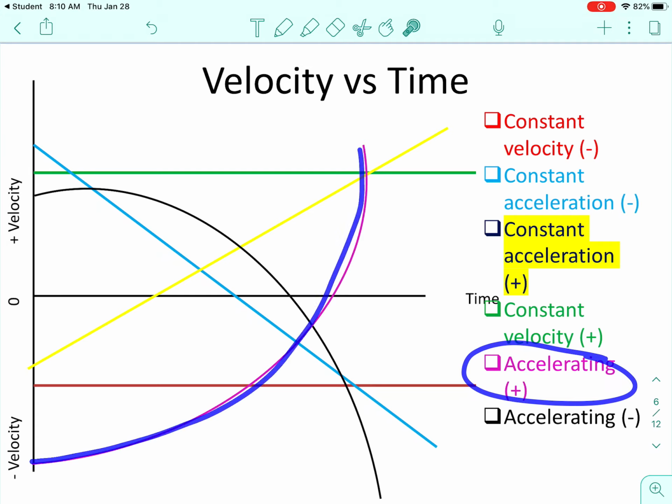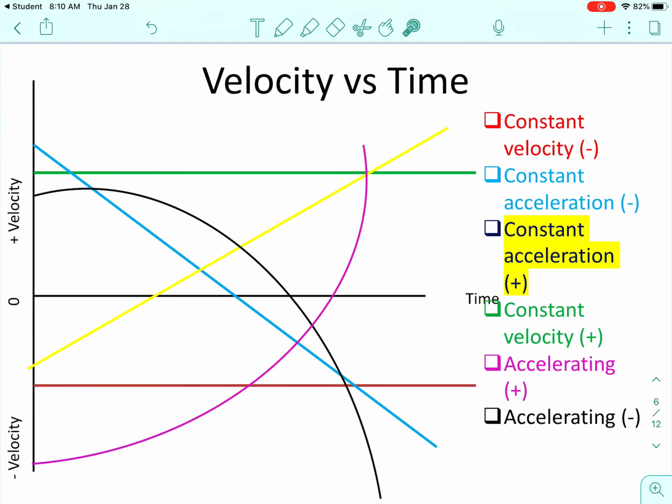The pink line, it's curving upward, so you have a positive acceleration, but it's not constant because the slope is increasing. The slope is not constant, so it's a curved line. So you are accelerating, your slope is positive, but you are not accelerating at a constant rate. And same thing with this one, except it's negative. It's curving downwards, so it's accelerating at a negative rate.